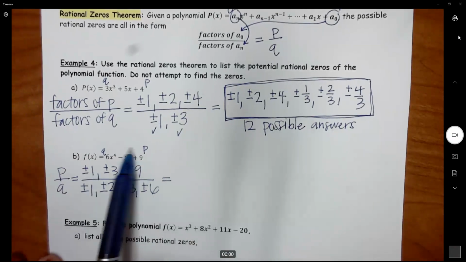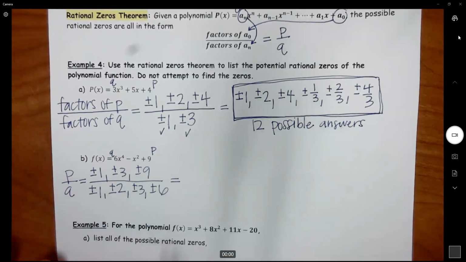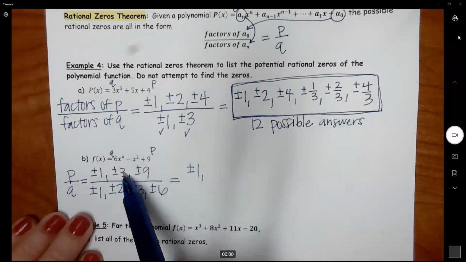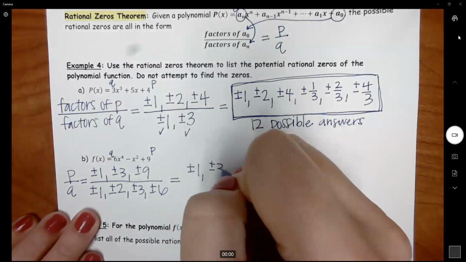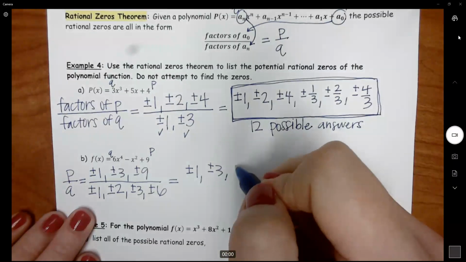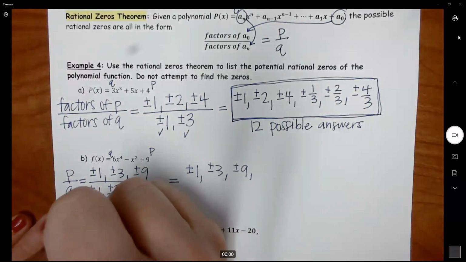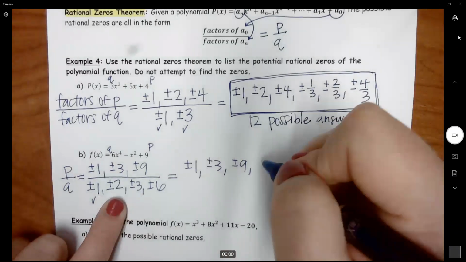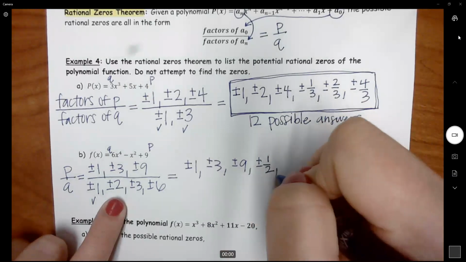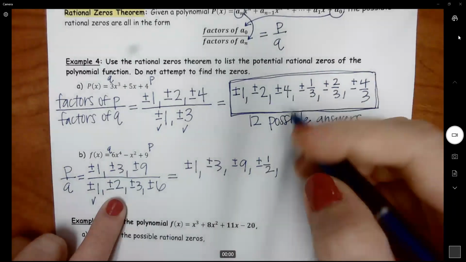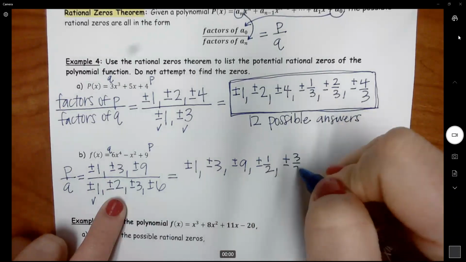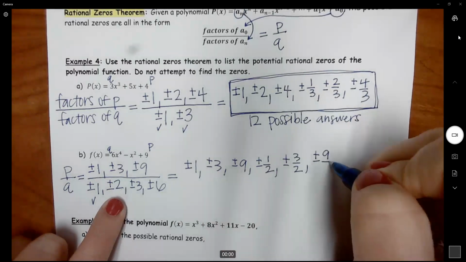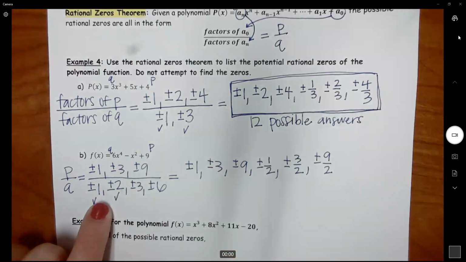So I'm going to divide everything on the top by one thing at a time on the bottom. So 1 divided by 1, plus or minus 1. 3 divided by 1, plus or minus 3. 9 divided by 1 is plus or minus 9. So 1's done. I'm going to move over to 2. 1 divided by 2 is plus or minus 1/2. 3 divided by 2 is plus or minus 3/2. 9 divided by 2 is plus or minus 9/2. So 2 is done.